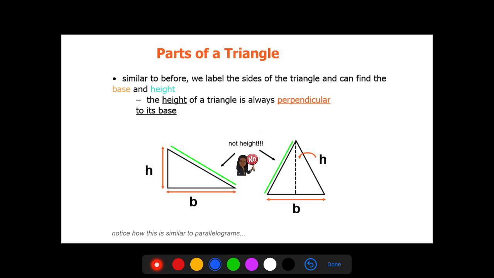So think of that parallelogram when we had it before. Okay, our height needs to be perpendicular, creating that right angle to the base. Now the height of a triangle is always perpendicular to the base. So see our examples. That sloped side is not the height. That's just a sloped side. You don't need to worry about that for now. You worry about the base and the height.